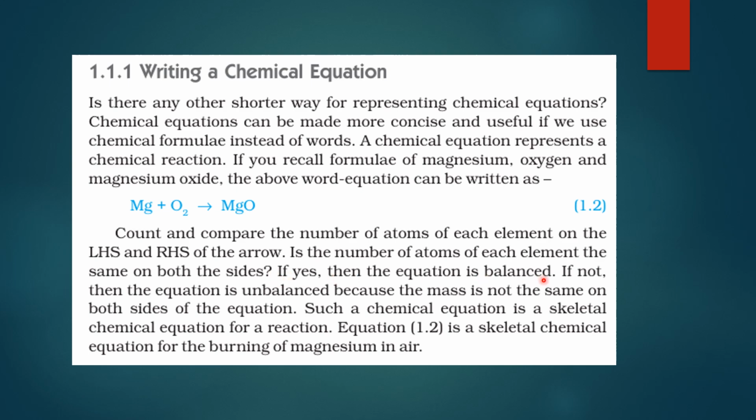If yes, then the equation is balanced, and if no, then the equation is unbalanced because the mass is not the same on both sides of the equation. If we compare the mass on both the sides, it is different for oxygen here. So in this particular case, this equation is not balanced, it is unbalanced. Such a chemical equation is a skeletal chemical equation for a reaction. In this particular case, it is a skeletal chemical equation for the burning of magnesium in air. It is not a balanced equation. In the coming slides, we will see how we can balance any unbalanced chemical equation. Is the concept clear?